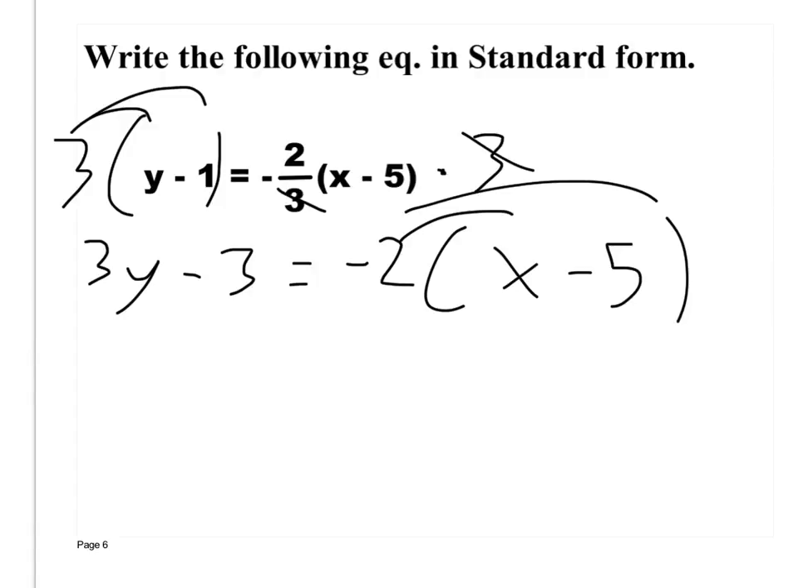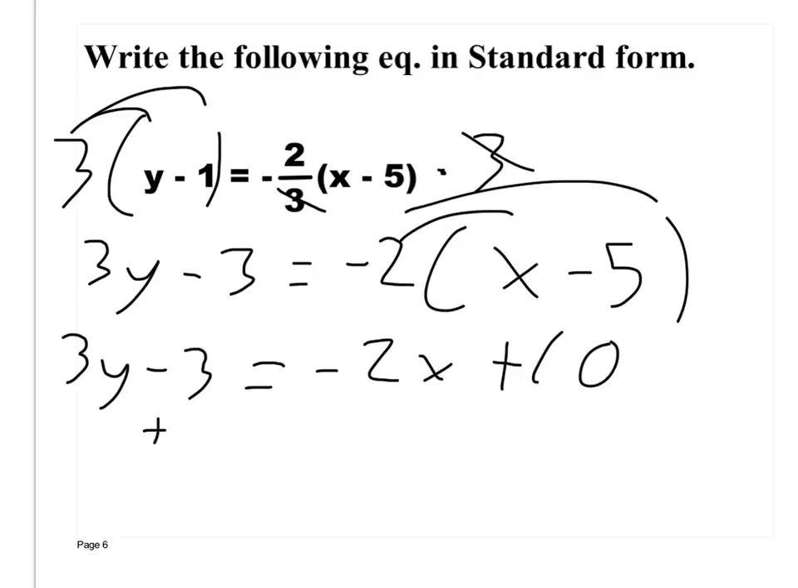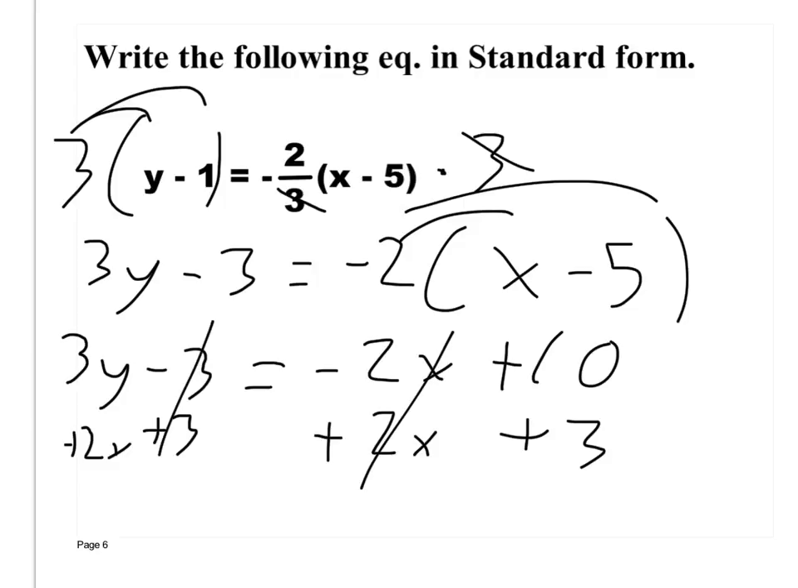Then I distribute that out. We get -2x plus 10 is equal to 3y minus 3. I add 3 to both sides. I'm going to move x to the other side since it's negative. So there's my answer, 2x plus 3y is equal to 13.